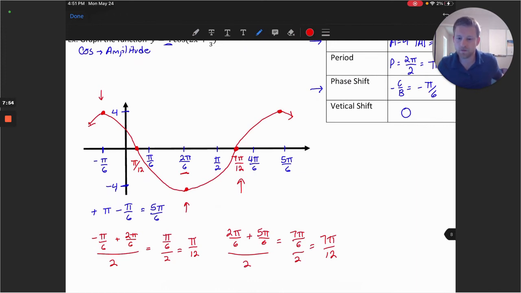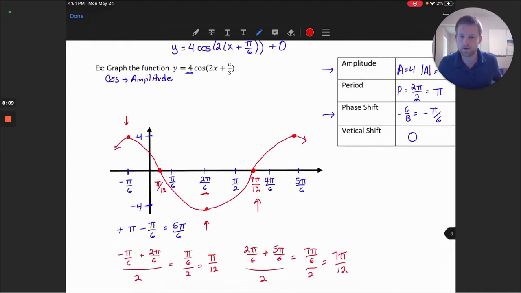Starting at negative pi over 6, we'll hit our minimum point at 2 pi over 6, and then back at our maximum at 5 pi over 6. So this gives us the correct shift, amplitude, and then the period for this given function. Let's take a look at one more example with a sine function.